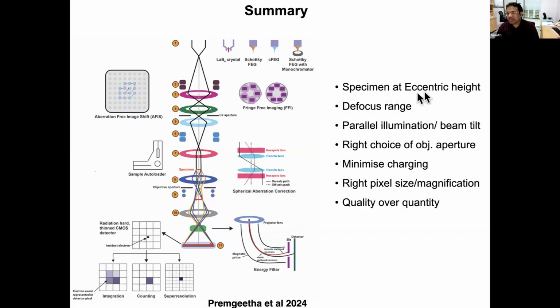Irrespective of what is there in the microscope, the critical things are you need to have your specimen at eucentric height. I made a mistake here. Defocus range is important. Parallel illumination and beam tilt, right choice of the objective aperture. You don't want to cut off information. Minimize charging by choosing the right beam size, right pixel size and magnification.